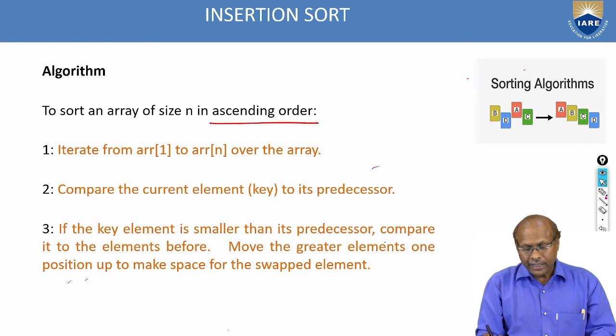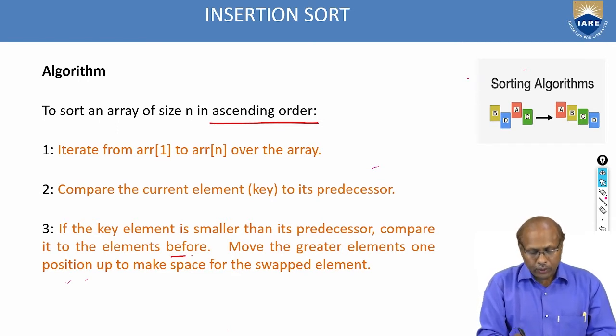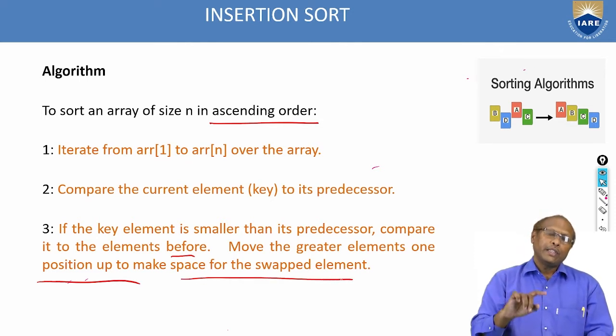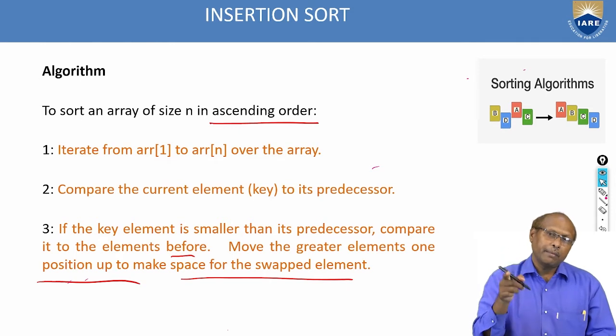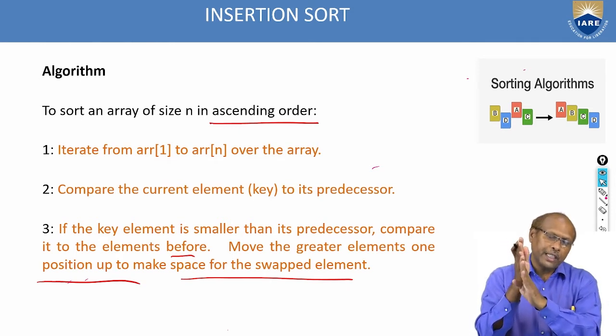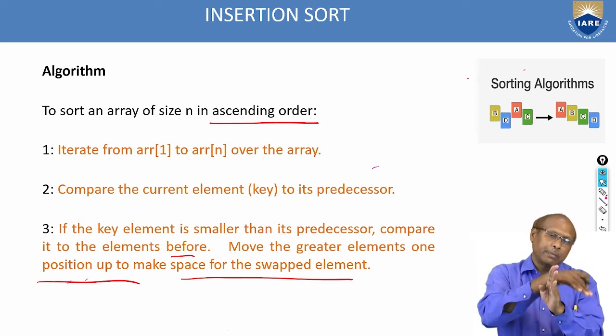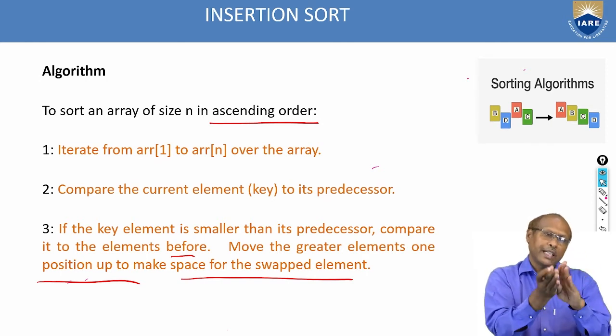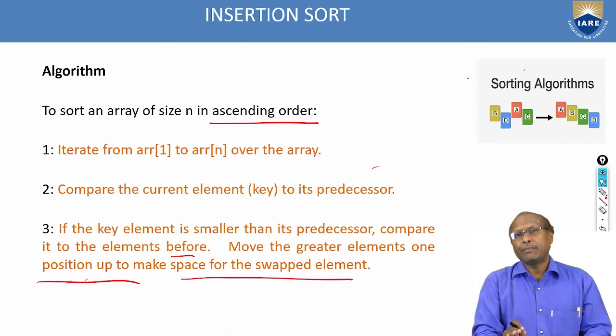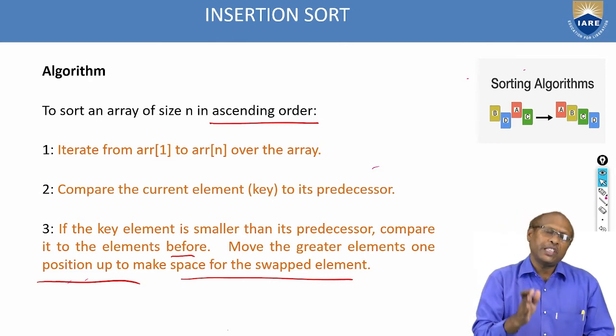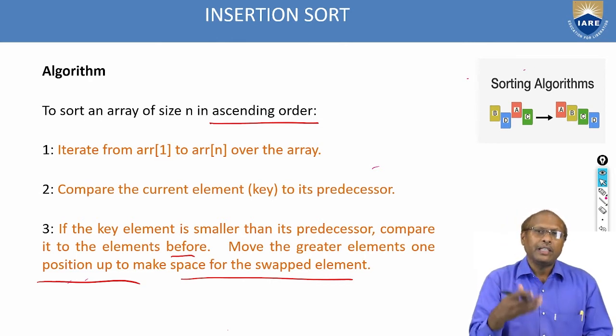If the key element is smaller than the predecessor, then compare to the elements before. Move the greater elements one position up and make space for the swapped element. So if the place where it is put is not suitable, then swap it. After swapping, again check its previous, whether it is smaller or greater. If it is greater, stop. If it is not greater, then swap. This process will continue until the starting position of the array. Wherever it finds its position, it will break.